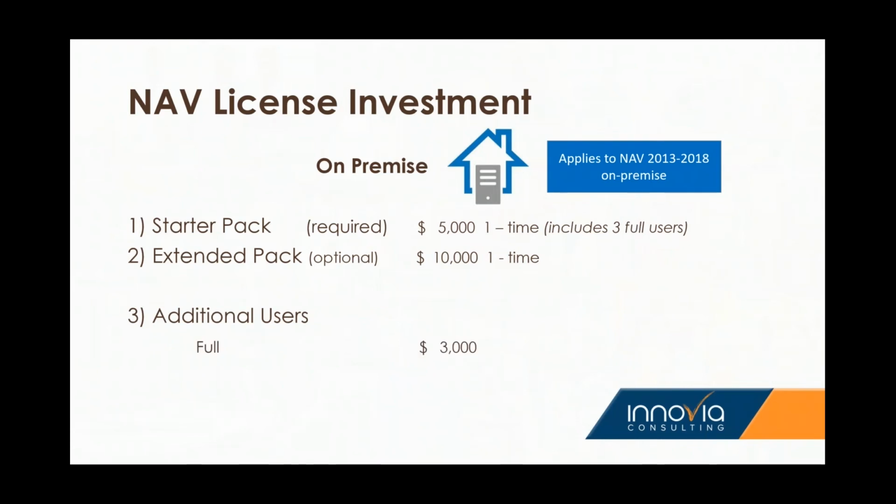The other component is our users. So a full user is $3,000, regardless of whether you're on the starter or the extended pack. And then a limited user is $600. And yesterday I had talked about the difference between a full and a limited. If someone was not on that call, I think the key thing to remember is that a limited is a very small subset. It allows someone to read all information depending on the permissions that they've been granted. So they can access all the information as read-only. They can run reports, and they can have a very limited function. For instance, maybe they're only using NAV to do time entry or enter a purchase quote. That would be a good example of a limited user.